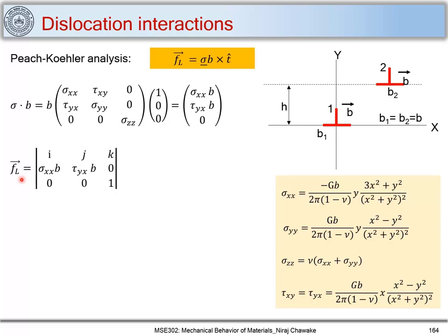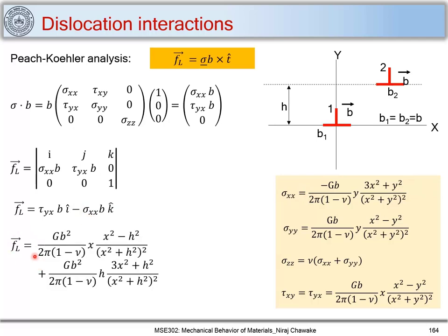So we get f_l as, when we solve this determinant, this is our tangent vector t and this is our sigma dot b. When we solve this, what we get is f_l, that is force per unit length of a dislocation, as tau_yx b_i minus sigma_xx b_k. So let's now put this tau_yx value here in this equation and sigma_xx value from here in this equation. When I do that, I can find out what f_l is.